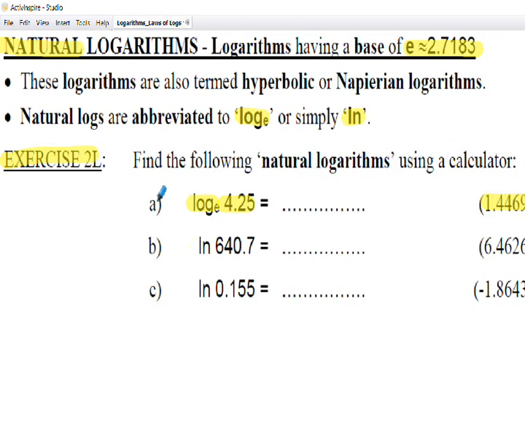If you type in ln of 640.7, you'll get the natural logarithm of 6.4626. And if you type the ln of 0.155, you'll get negative 1.8643. Again, finding the log of a value between 0 and 1, it will be a negative log.